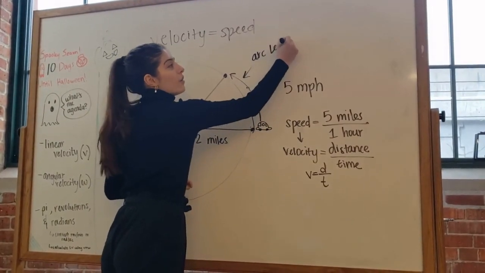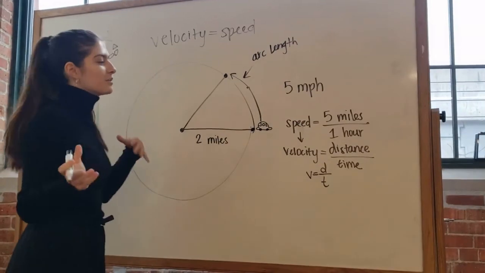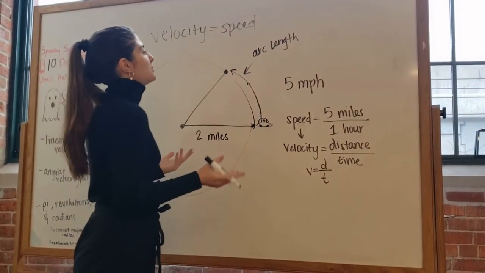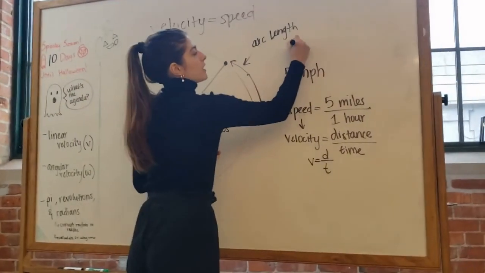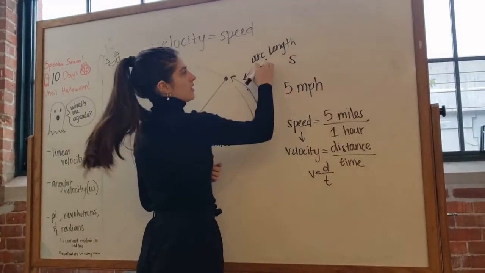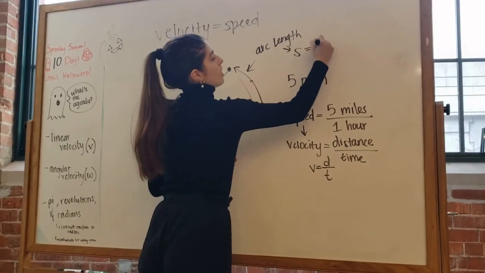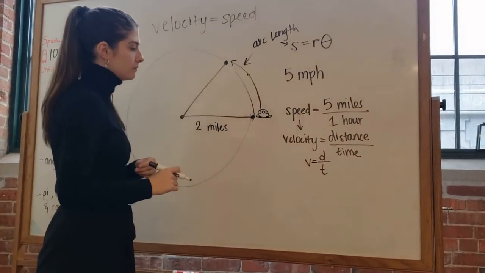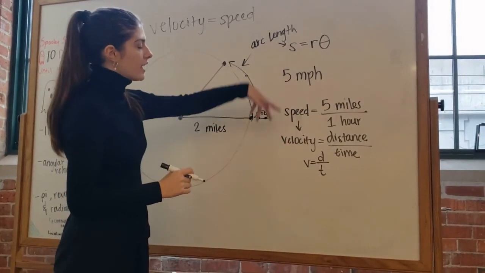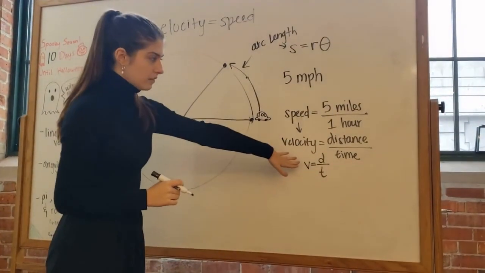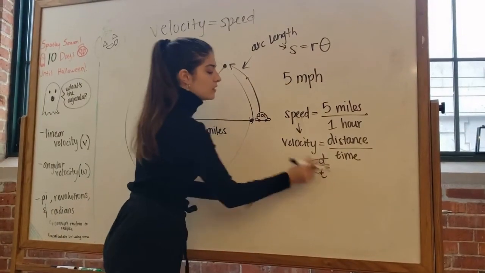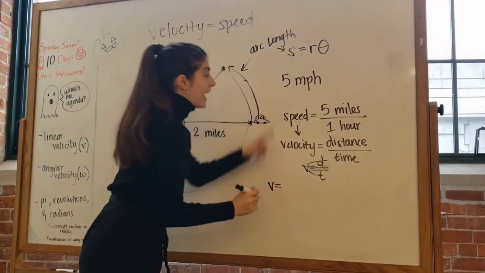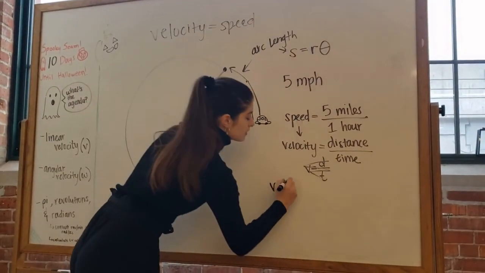And so now, oh, we learned arc length earlier this week, so maybe, whoa, we're actually using it. I know, cool. So we know that our arc length formula is S, where S is arc length, equals r theta, our radius times our theta. So instead of using D, you can save that for physics. In trig, we're going to use S as our distance.